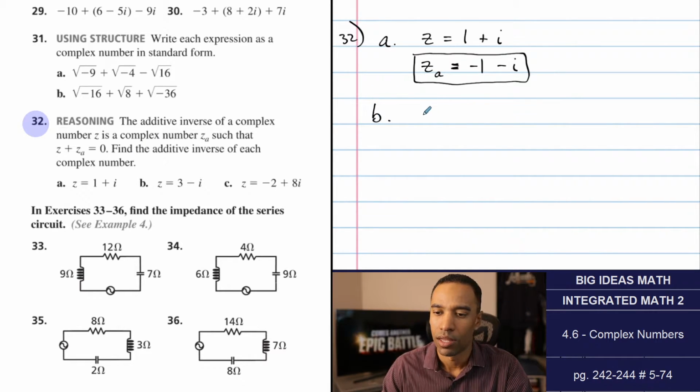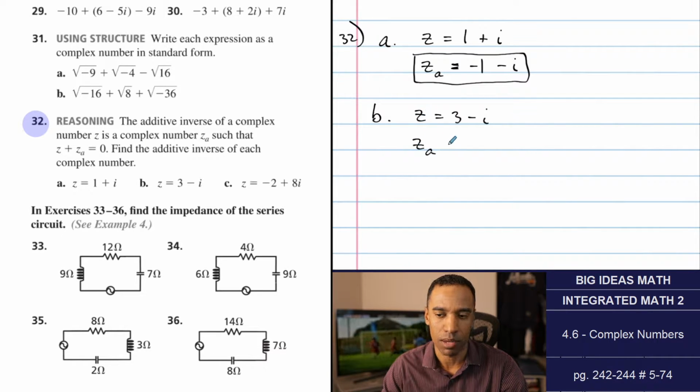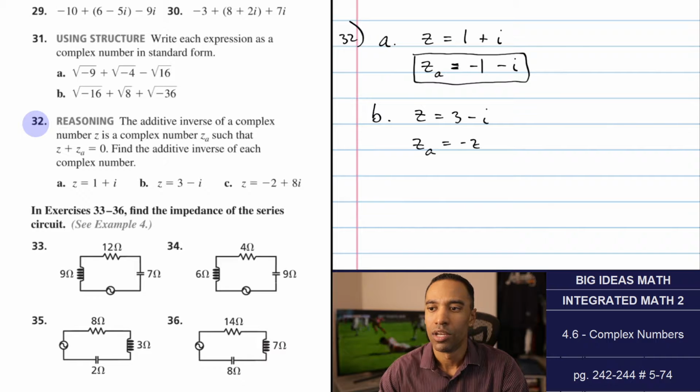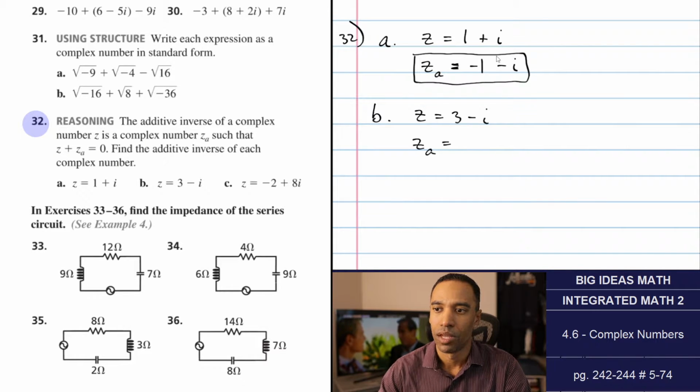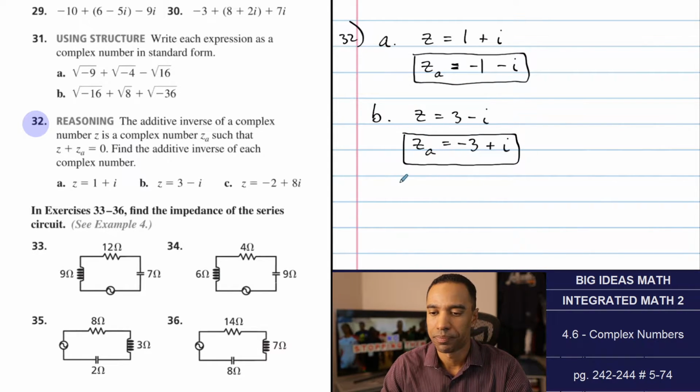Part B, z equals 3 minus i. So we're changing the signs. The additive inverse, z sub a, is really multiply everything by negative 1. Z sub a is negative z, right? So you're using that part. Distribute a negative, basically. Negative 3 plus i. That's what gets you 0 when you add that portion.